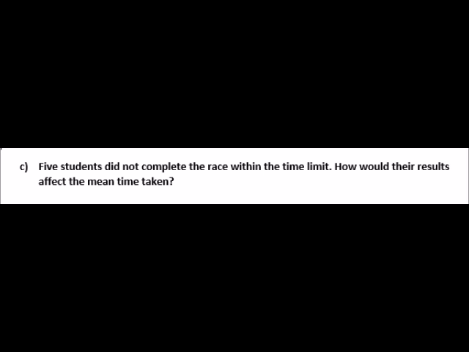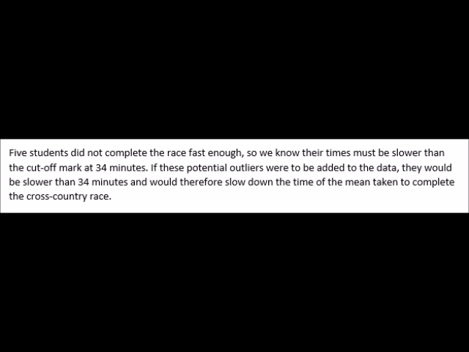Part C of this question is a worded problem, and it asks us if 5 students did not complete the race in time, how would this affect the mean time taken? If 5 students did not complete the race fast enough, we know that their times must be slower than the cutoff mark at 34 minutes. So if these potential outliers were to be added to the data, they would be slower than 34 minutes and would therefore slow down the mean time taken to complete the cross-country race. It would be a statement like this that would be looked for from the students to gain full marks.